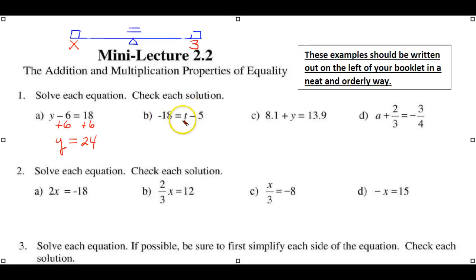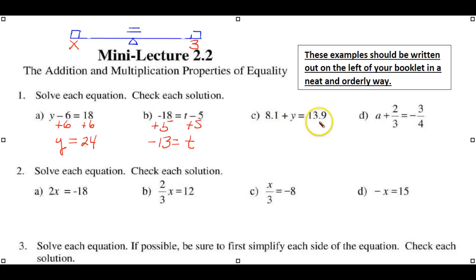Now notice t is already isolated here, as was the y. So we just need to get rid of the negative 5. What's the additive inverse? A positive 5. Add it to this side, add it to this side. So we then get t equals a negative 13. Now you might say, is it okay to have the t on this side? Yes.